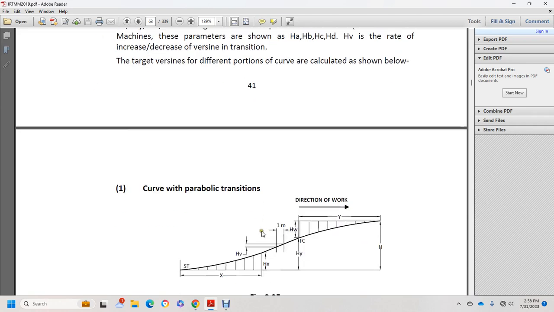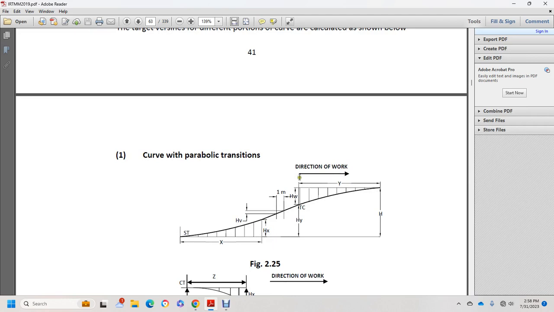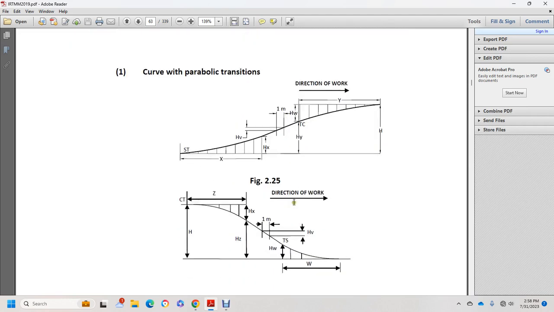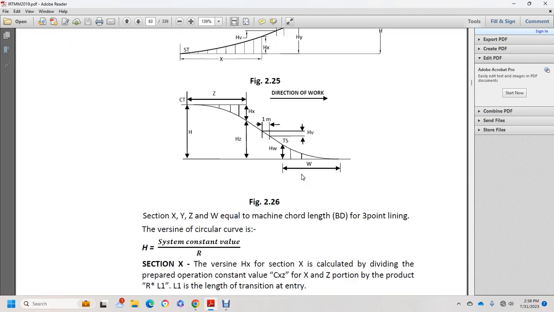Curve parabolic transition, direction of work at sections X, Y, Z, W, equal to the machine chord length with the 3-point lining. First, the versine line H equals the system constant value over the radius R. Section X is calculated from H and X.